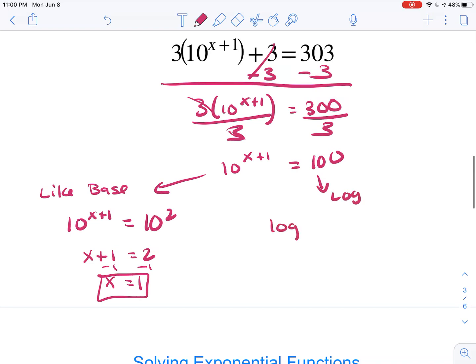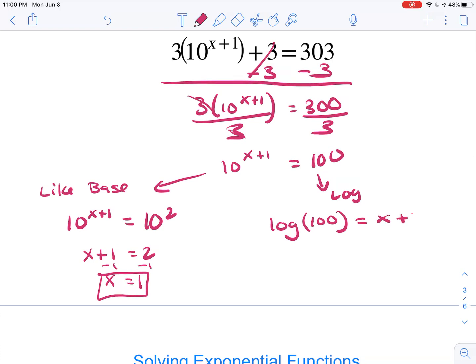Now, if you didn't recognize this, you can also solve this with logs. Okay, so how do I solve this with logs? Well, it's a log base 10, which we know is the common log, so we don't actually have to write the 10, of 100 is equal to my exponent of x plus 1. I subtract 1 from both sides.